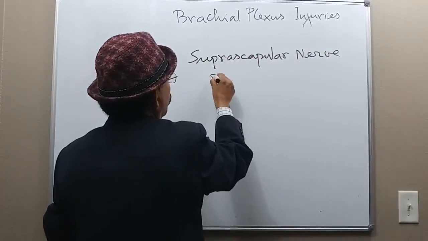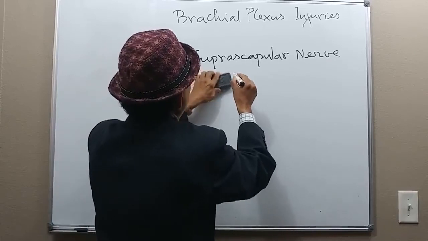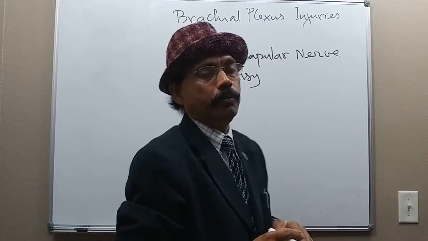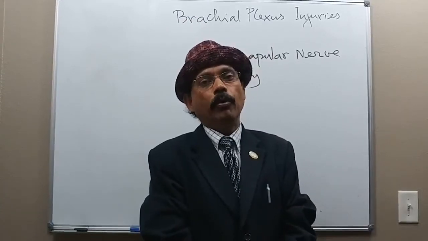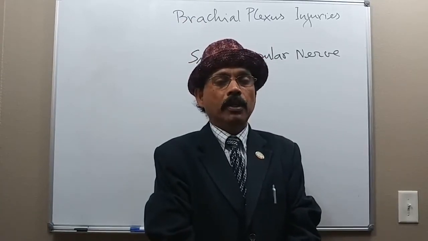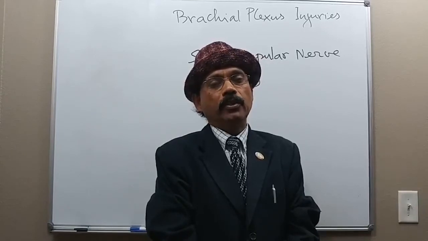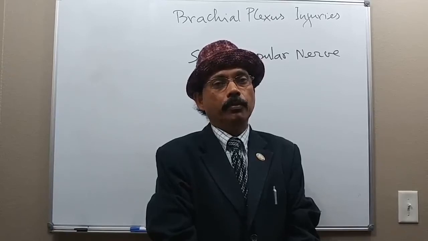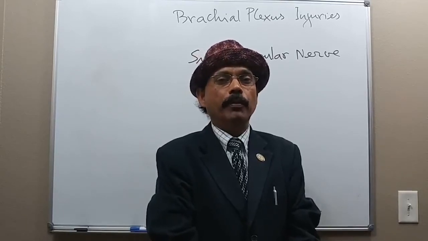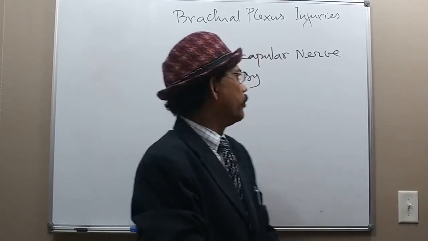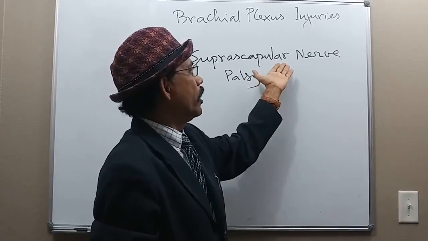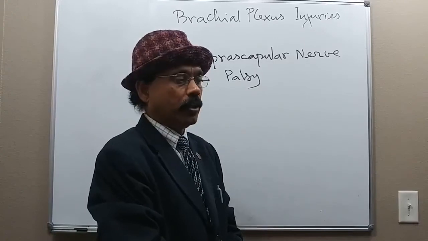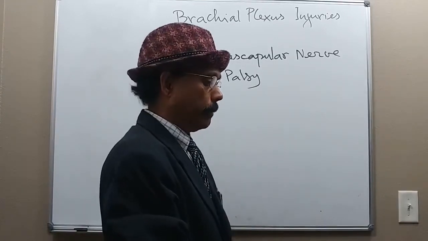nerve palsy that may happen, especially due to entrapment of the nerve in the suprascapular notch of the scapula. So the supraspinatus and infraspinatus muscles will be deprived of nerve supply, so they may not function. That may happen due to suprascapular nerve entrapment in the suprascapular notch of the scapula.